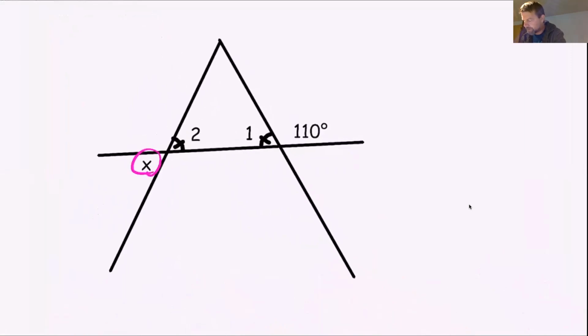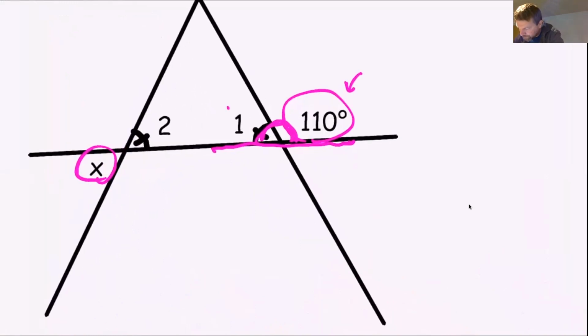All right. First thing I'm going to do is look at this 110. Okay, well, these two angles together form a linear pair, right? Linear pair, they form a line, which means they add to 180. So if this one's 110, that angle 1 must be 70 degrees.